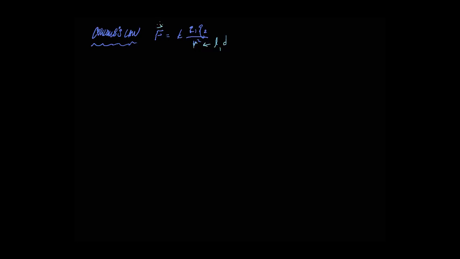It is a vector, so it has direction. Depending on the charges, plus or minus, or both positive, both negative, it'll be attractive or repulsive. So let's just do an example here.